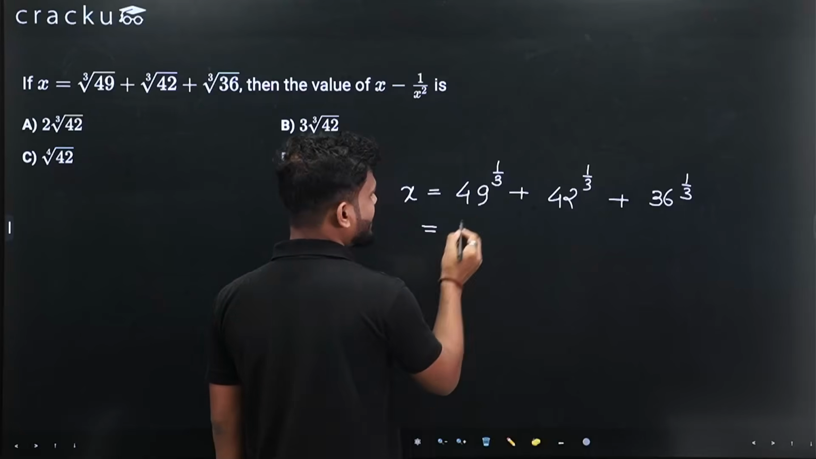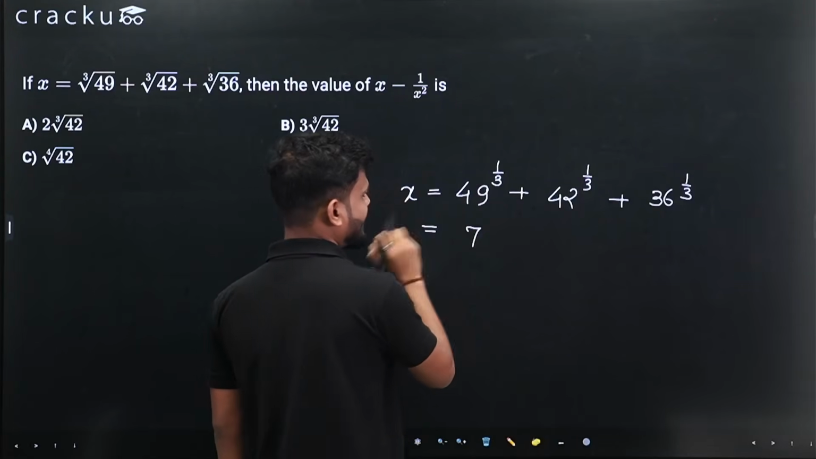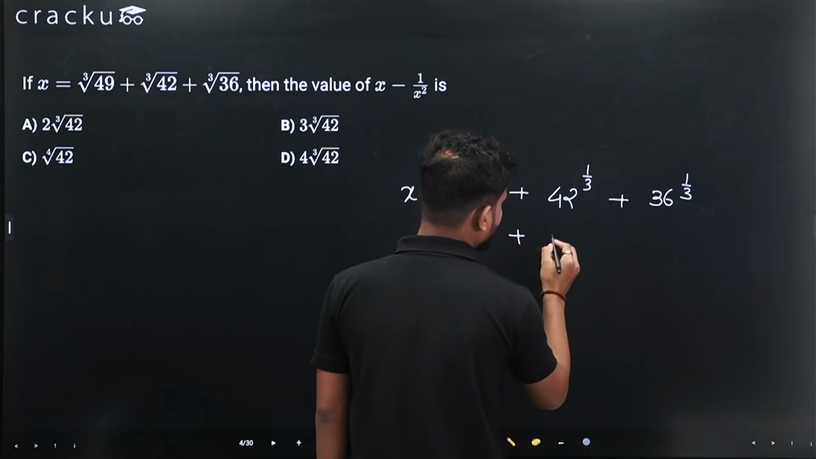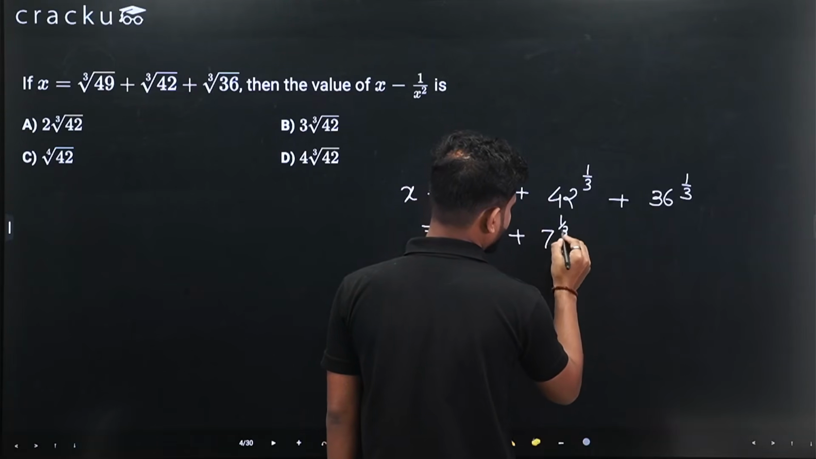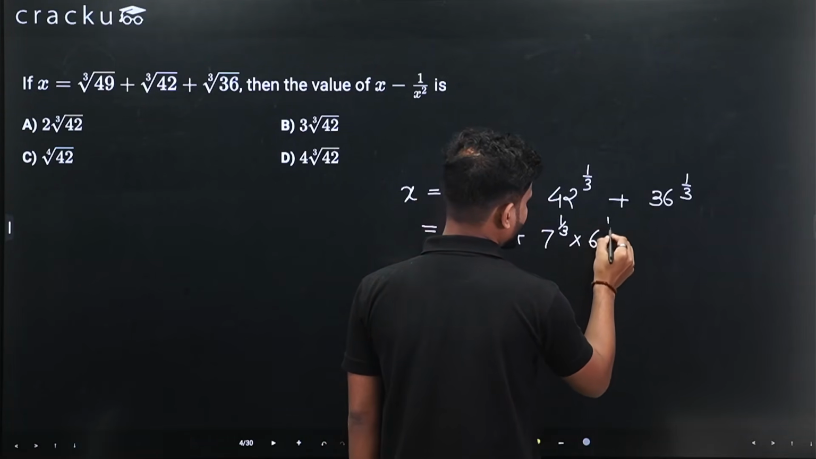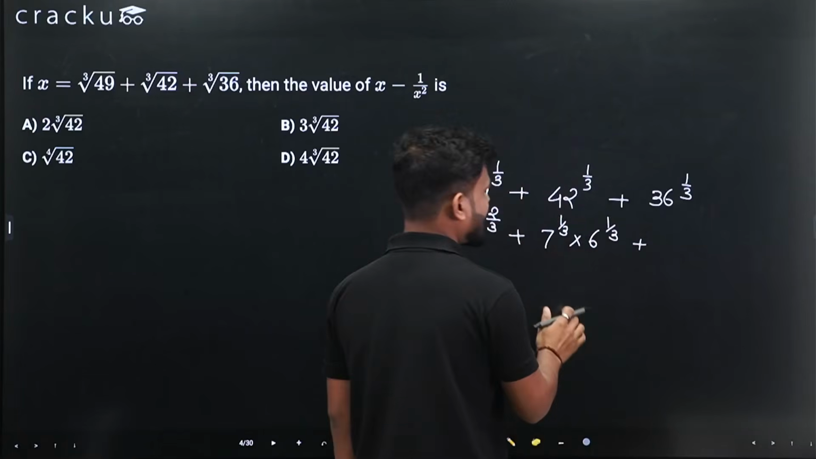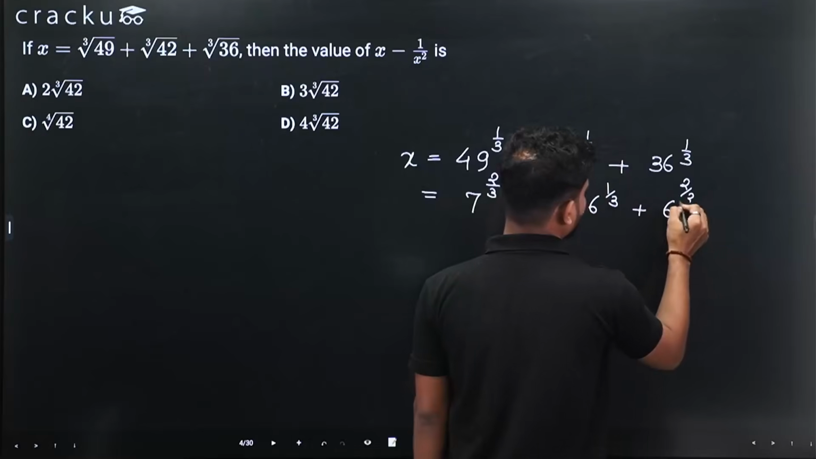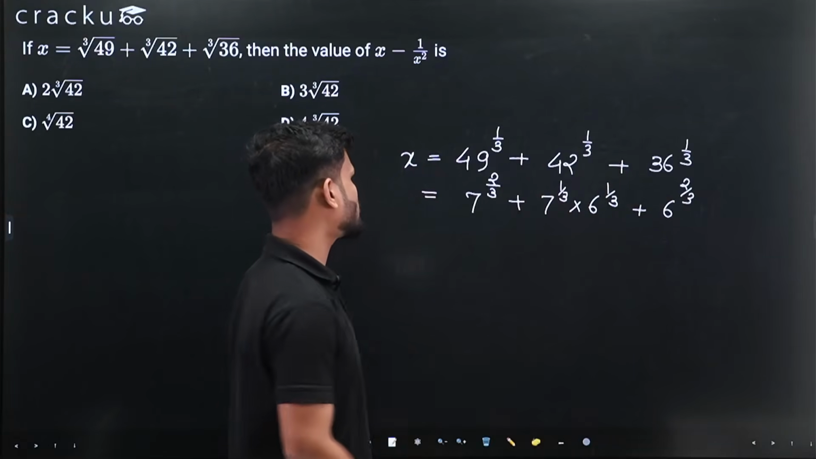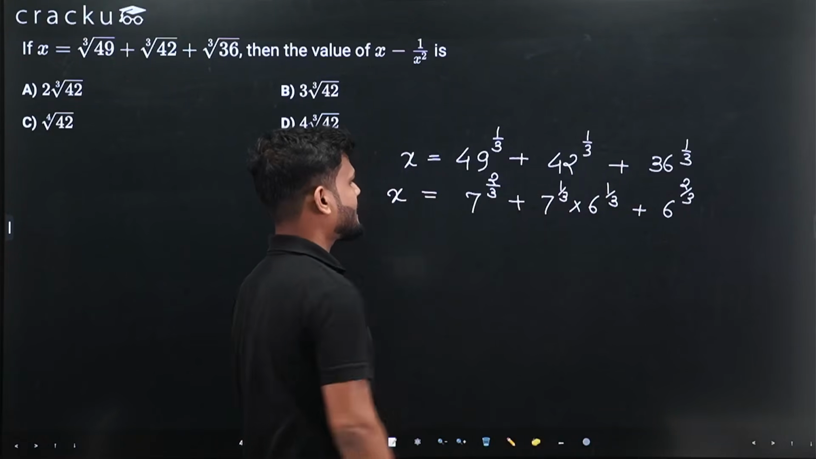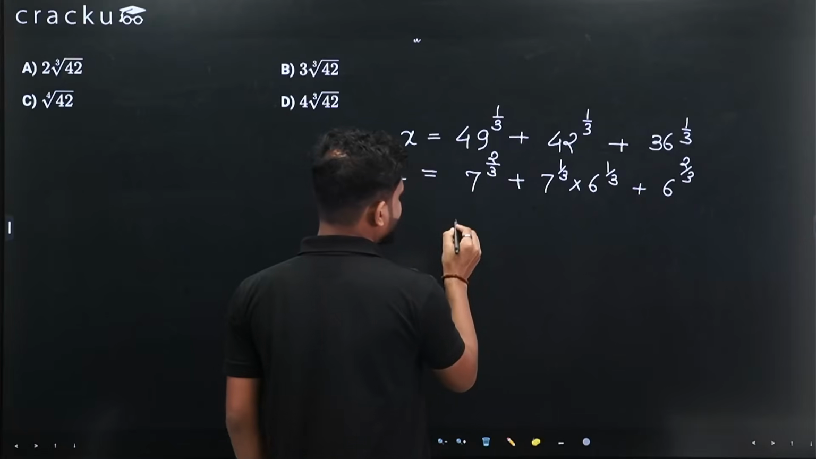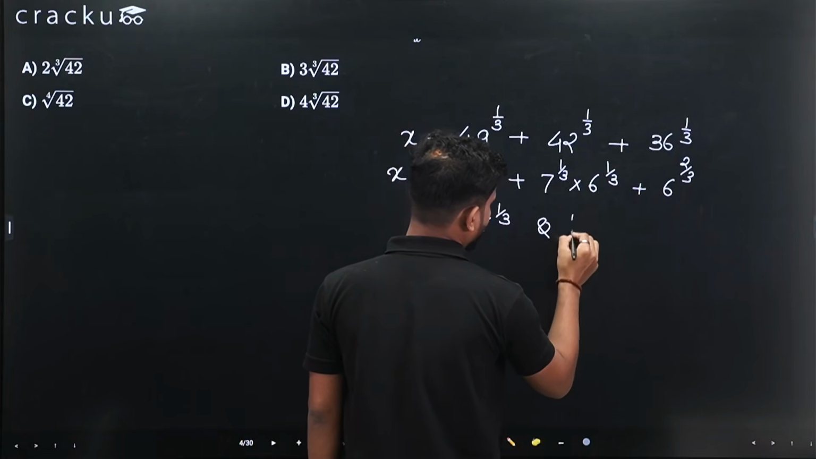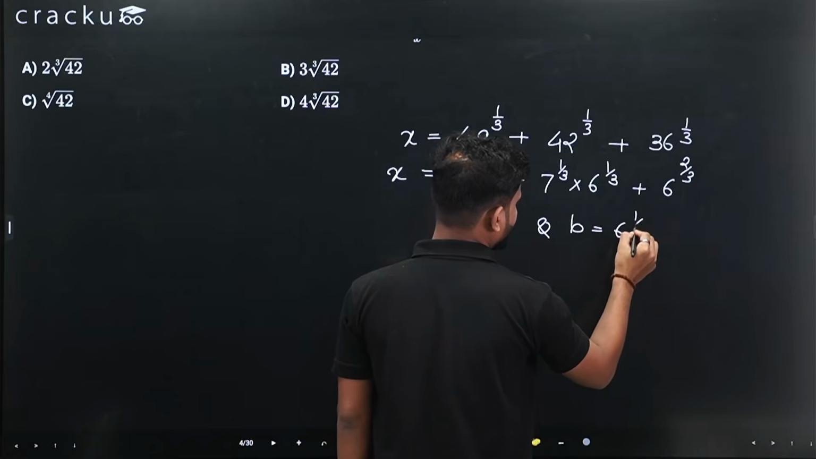Correct? From here I can write 49 as 7 square. So this is 7 raised to 2 by 3 plus 7 raised to 1 by 3 into 6 raised to 1 by 3 plus, I can write this as 6 raised to 2 by 3. Why? Because 36 is 6 square. So this you get. Now let us put a is equal to 7 raised to 1 by 3 and b is equal to 6 raised to 1 by 3.